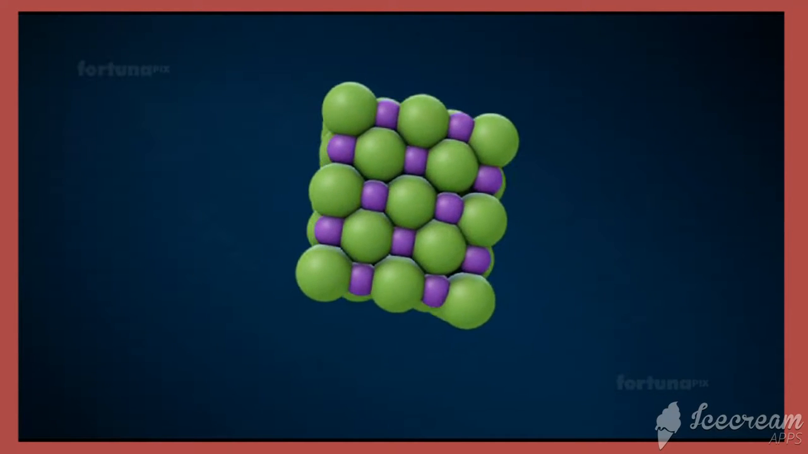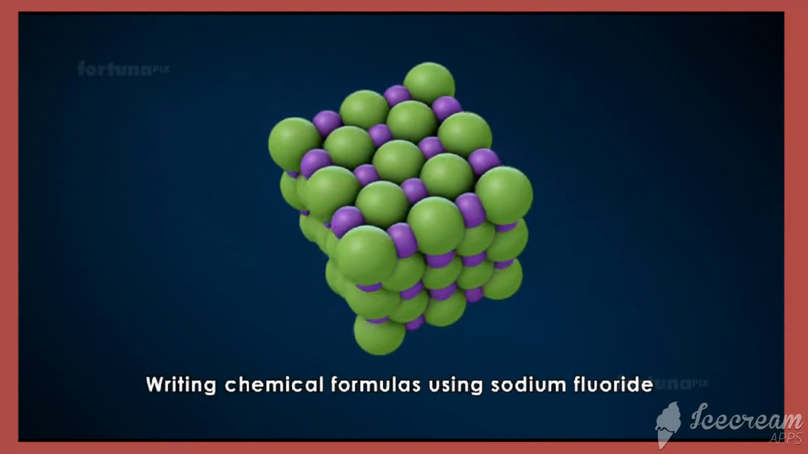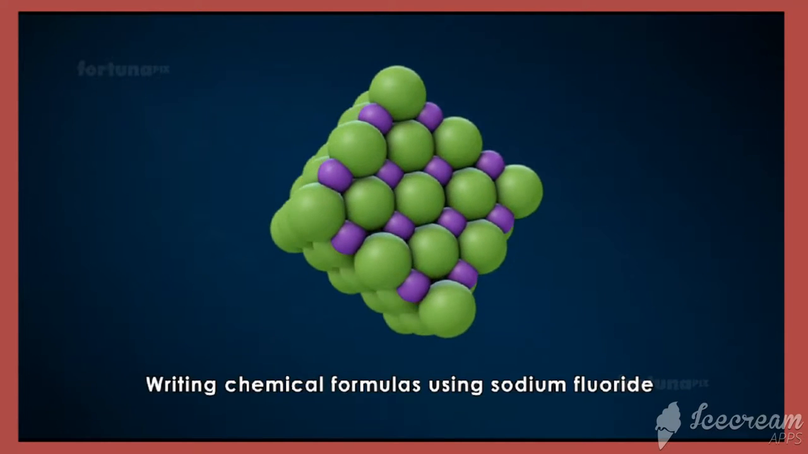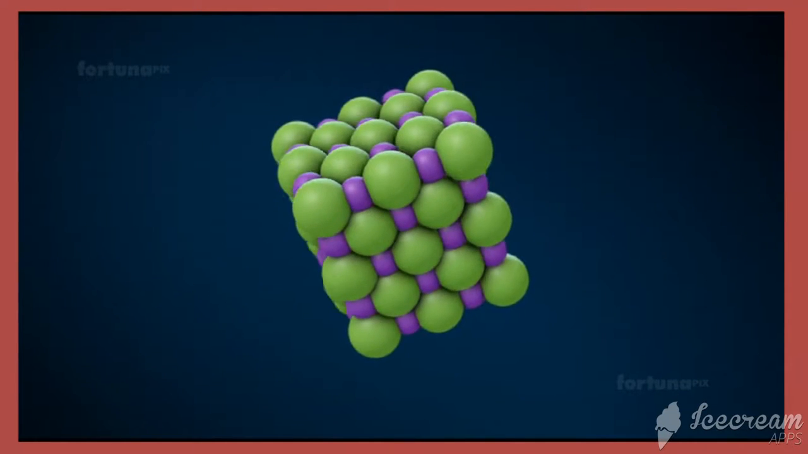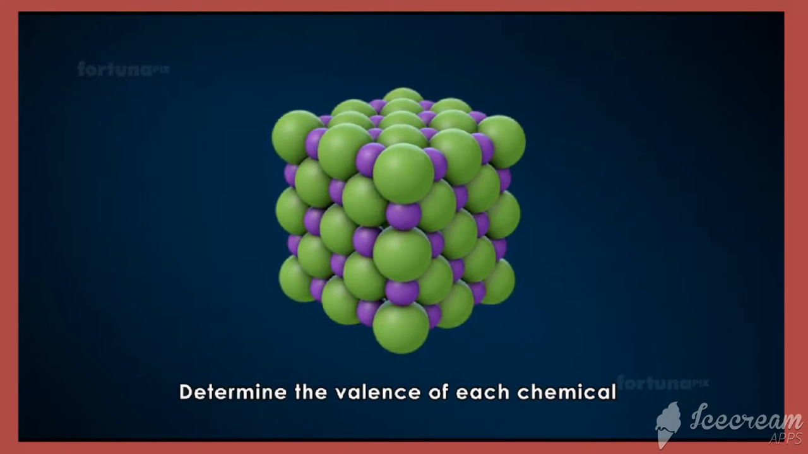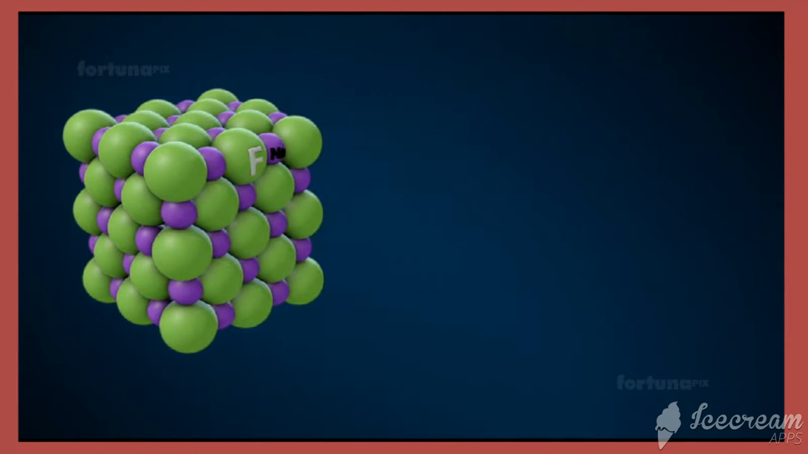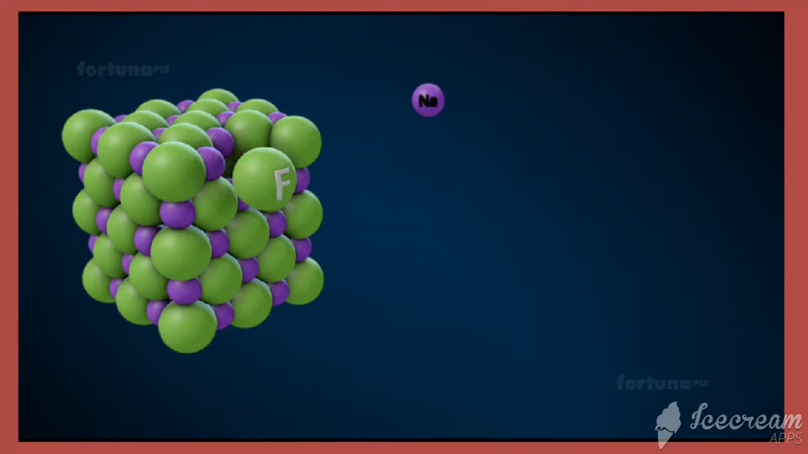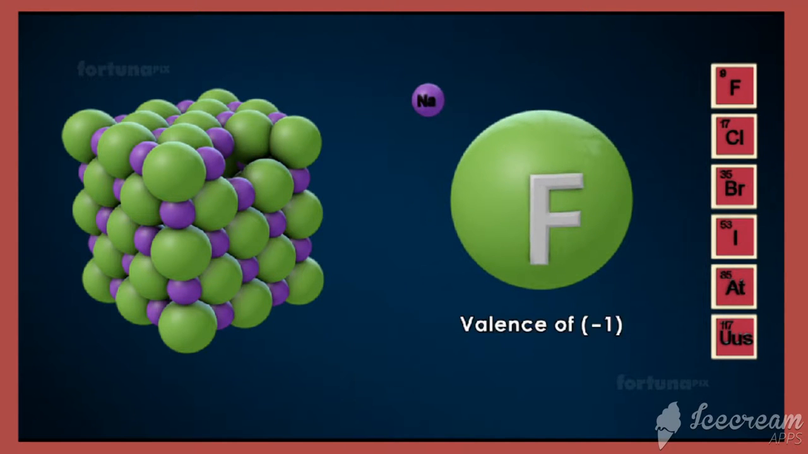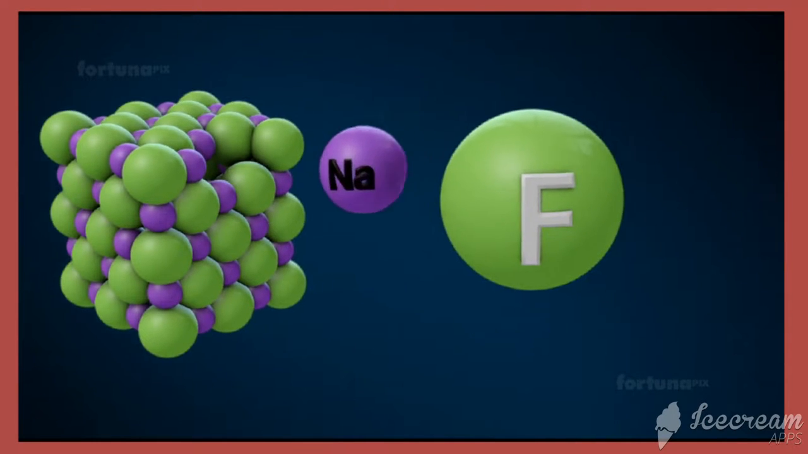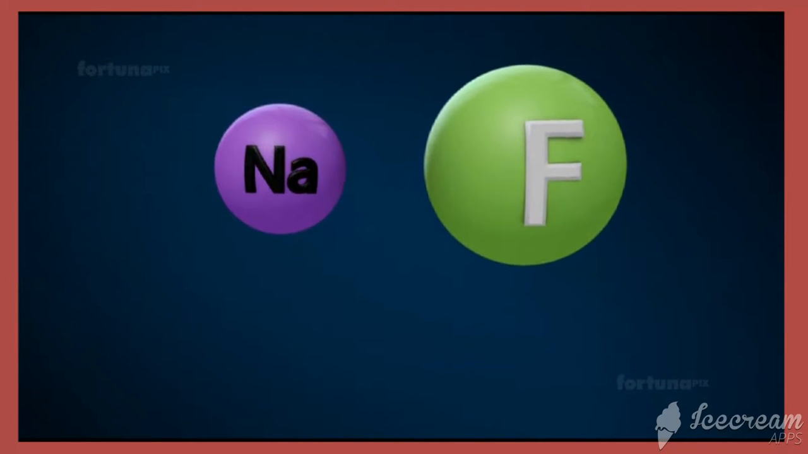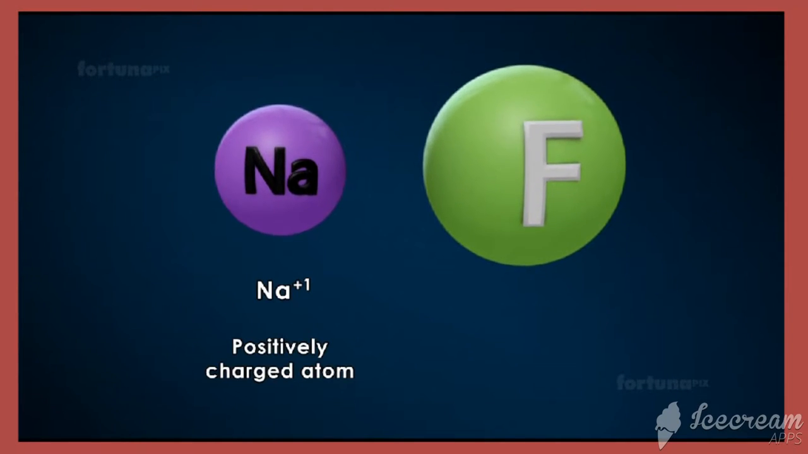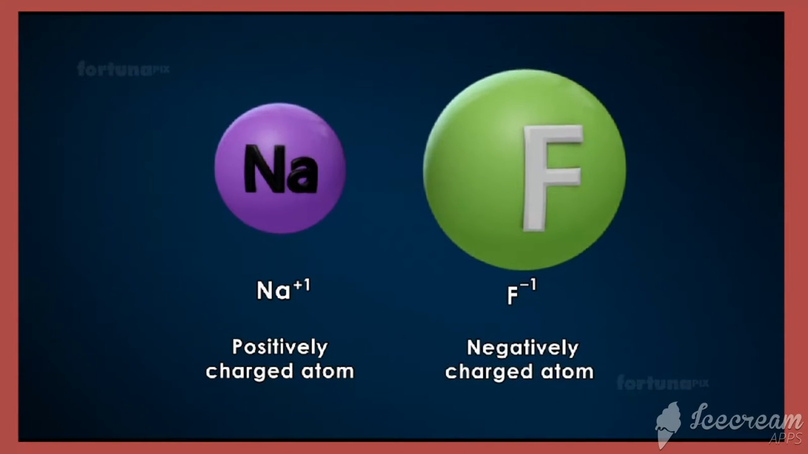Let's walk through the procedure for writing chemical formulas using sodium fluoride as an example. First, determine the valence of each chemical in the compound. Sodium is a member of group 1A, therefore the valence is +1. Fluorine has a valence of -1. The next step is to write the cation, the positively charged atom, on the left, and the anion, the negatively charged atom, on the right.